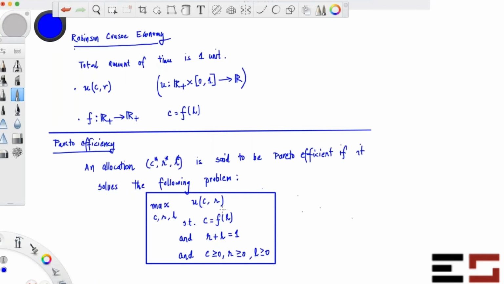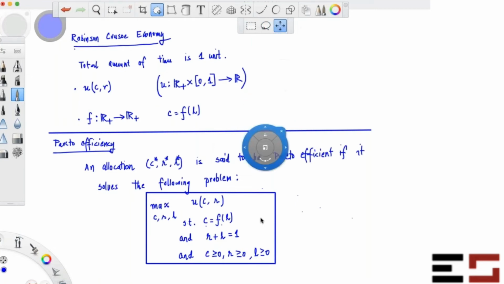What do you need for feasibility in this case? We need that C must be equal to F of L, right? And we also want R plus L to be 1, right? And of course, all these should be non-negative. So this is nothing but the feasible set. Is that clear to everyone? Okay, good.